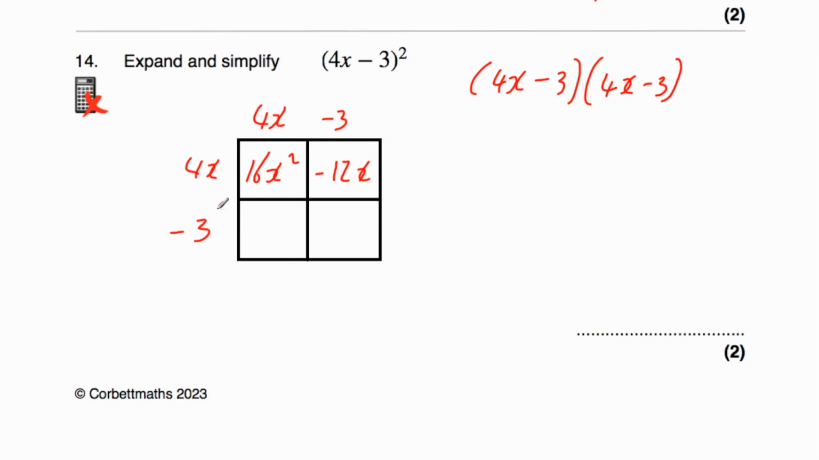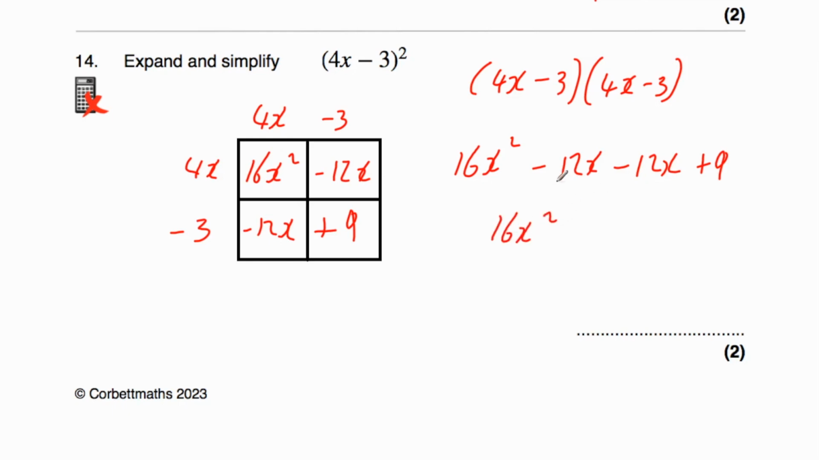Now we've got 4x times minus 3. Well, a positive times a negative is a negative. 4 times 3 is 12, and then x, because 4x times minus 3 will be minus 12x. And finally, negative 3 times a negative 3. Well, negative times a negative is a positive. 3 times 3 is 9. So it would give us 16x squared minus 12x plus 9. Now, collecting our like terms would give us 16x squared minus 12, take away 12, that's going to be minus 24x plus 9. So that's our answer, 16x squared minus 24x plus 9.